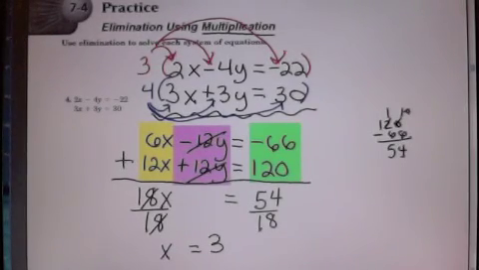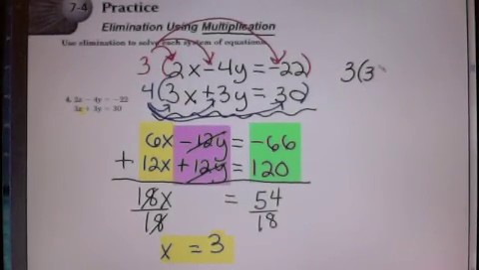Now that I know x equals 3, substitute that into either one of these equations. Since I always go with the first equation, I'll go with the second one this time. So take the second equation and substitute x with positive 3. So I get 3 times, substitute the positive 3, and then recopy the plus 3y equals 30.